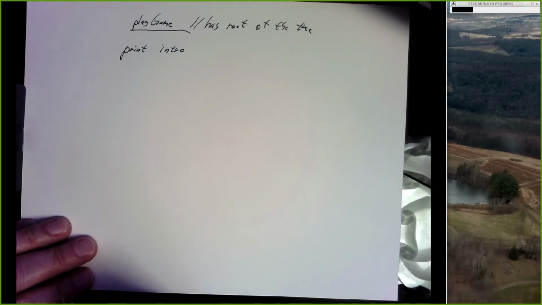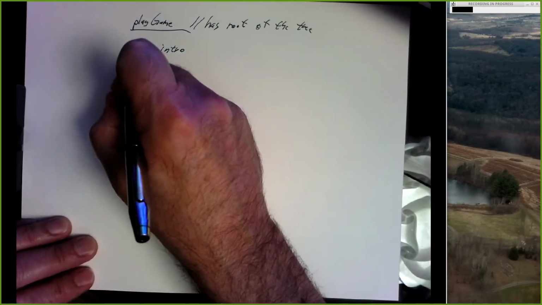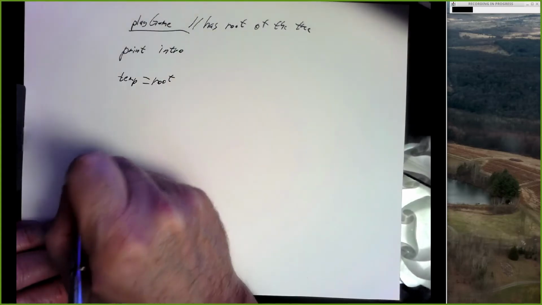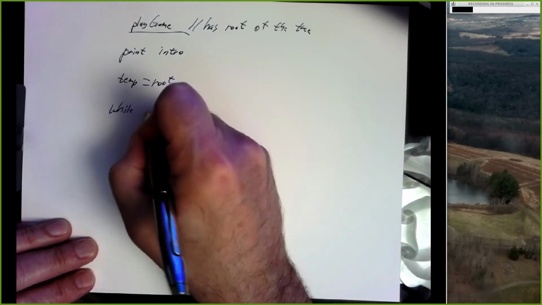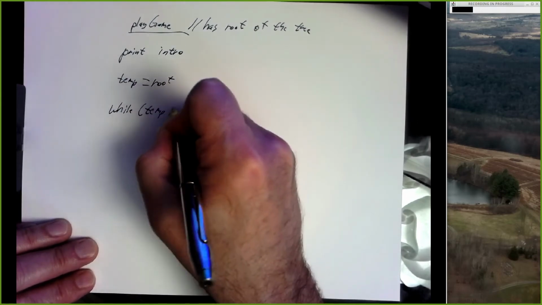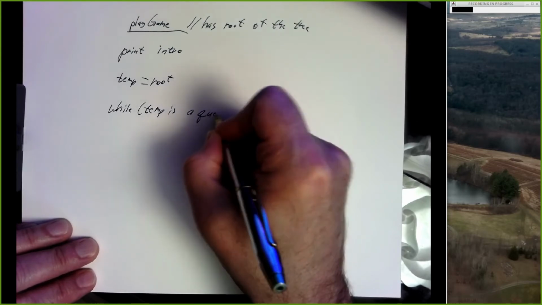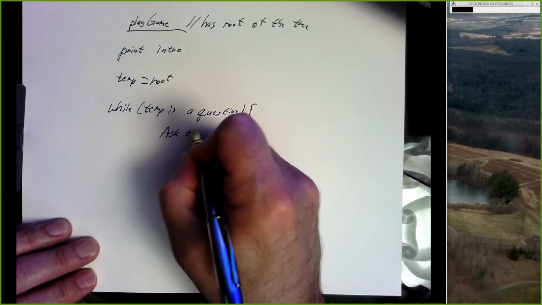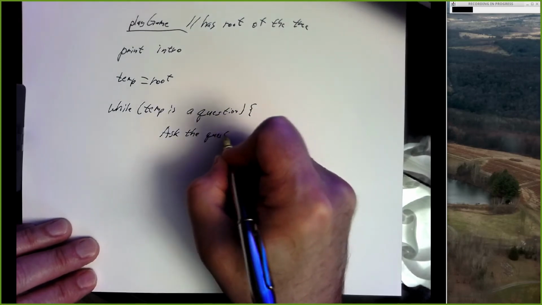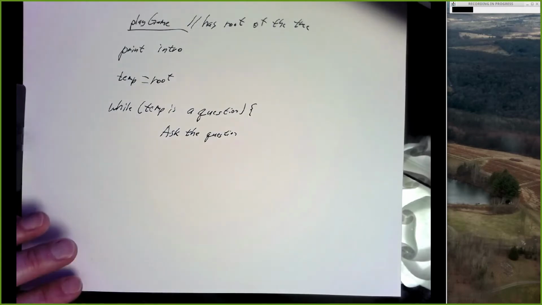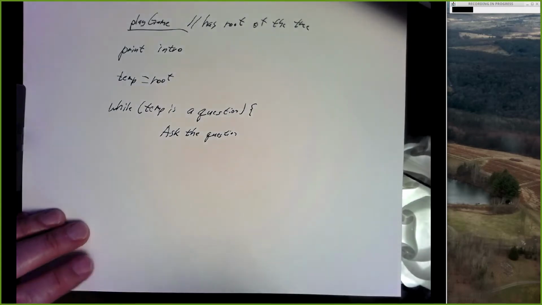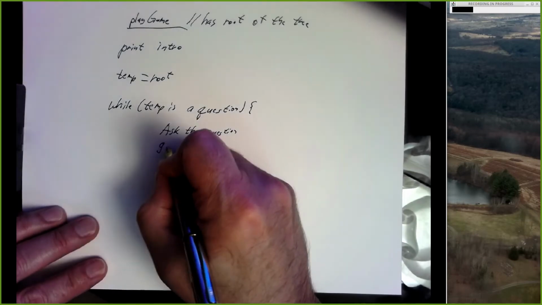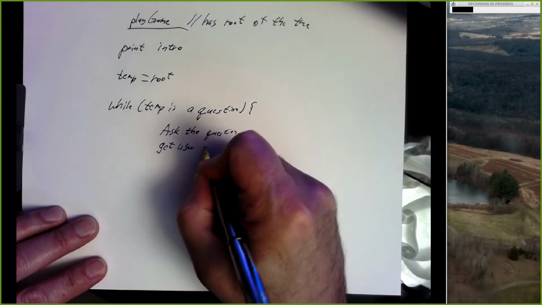And then something like temp equals root. While temp is a question, ask the question. These nodes have a question or answer in them, and then they have yes and no children. So if temp is a question, ask the question, get user response.